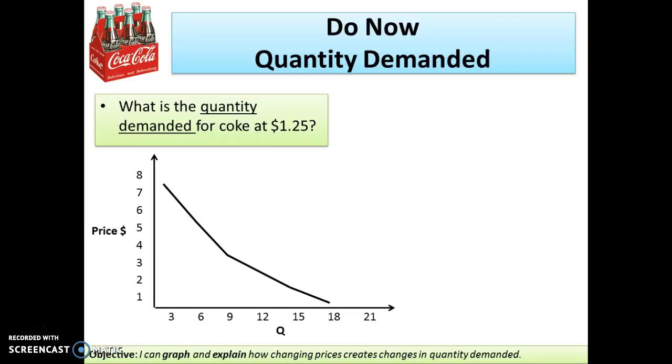The do now is a quick review of yesterday's exercise, looking at demand schedules and graphing a demand schedule on a demand curve. It should look something like this. This is page 3 in the unit packet.